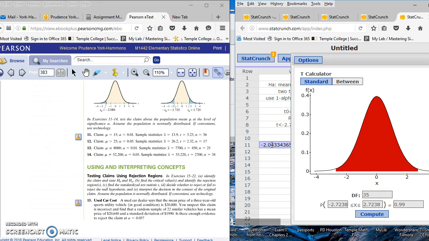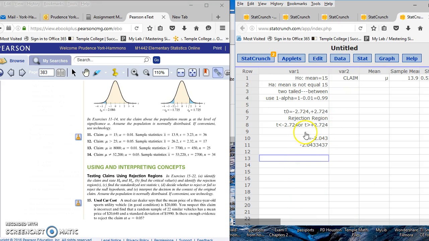We're actually in this nice region here where we would fail to reject. So you might want to talk about the fact that T equal negative 2.043 is not less than the critical value, or T sub 0, T equal negative 2.724, we fail to reject H sub O. So we fail to reject.